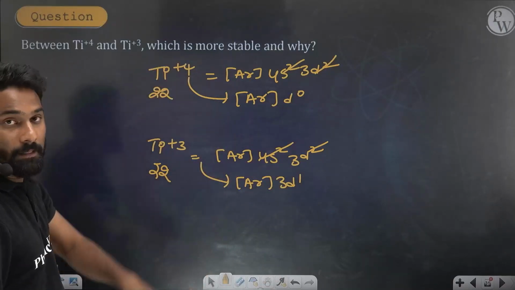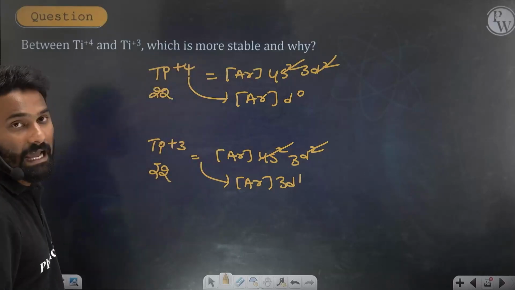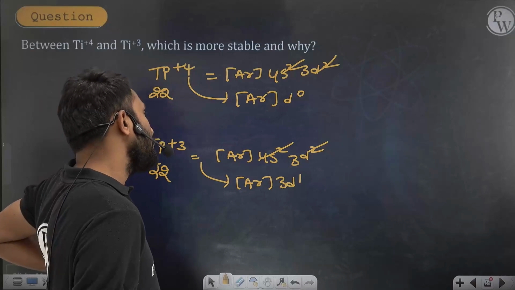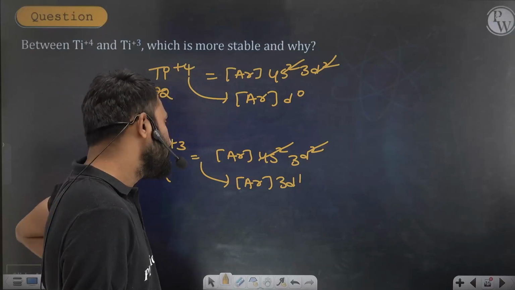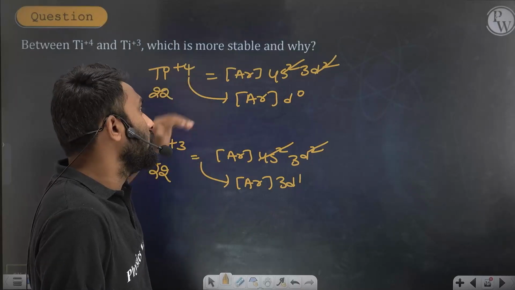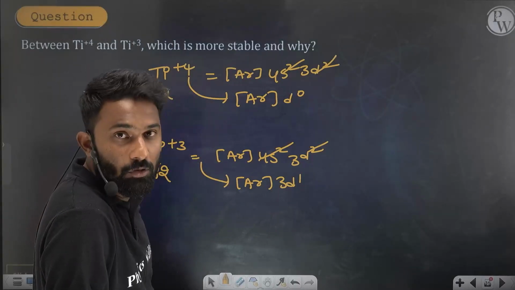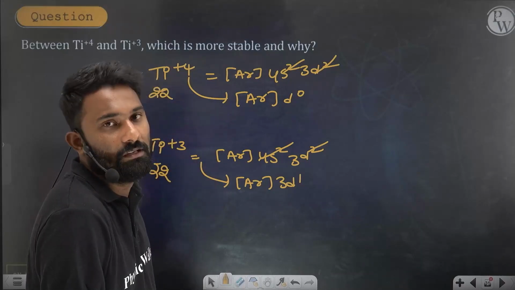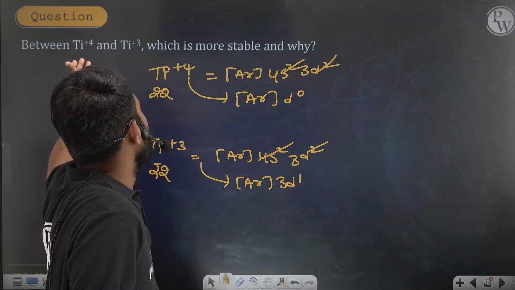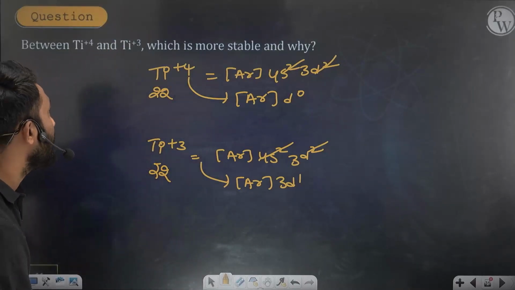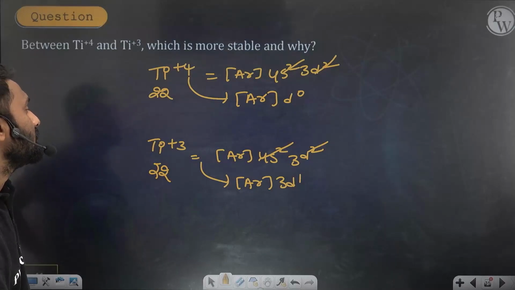You only see all this and tell me the answer. Now which one has reached the noble gas electronic configuration? Which one has not reached the noble gas electronic configuration? The one which has reached the noble gas electronic configuration is more stable. The one which has not reached the noble gas electronic configuration is not stable. Clear? Among the titanium plus 4 and the titanium plus 3, which is more stable?